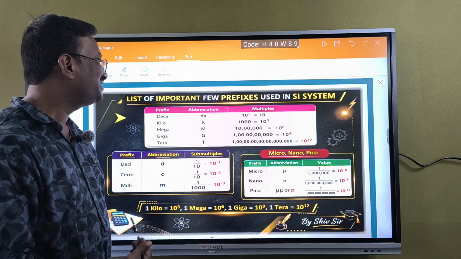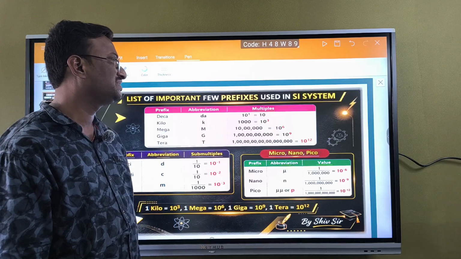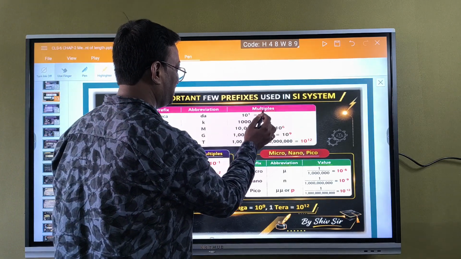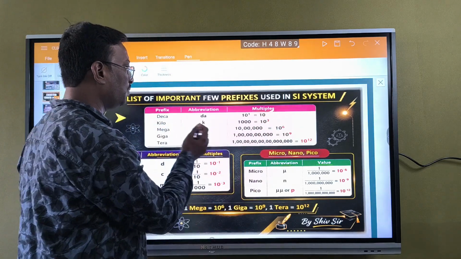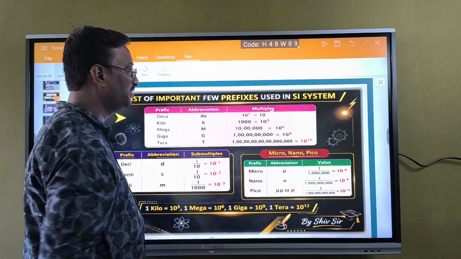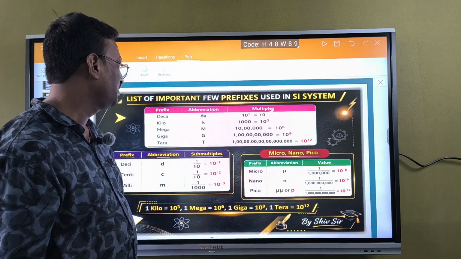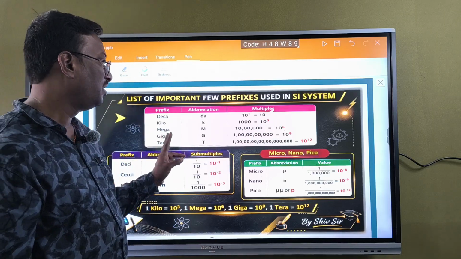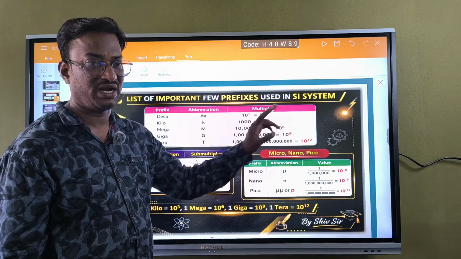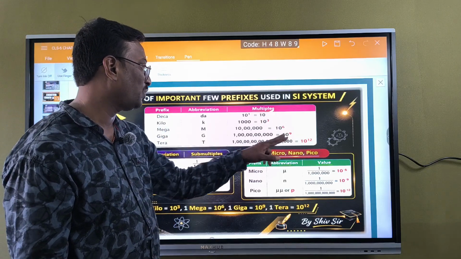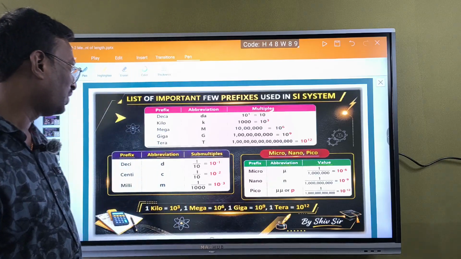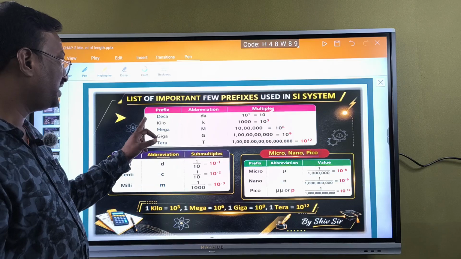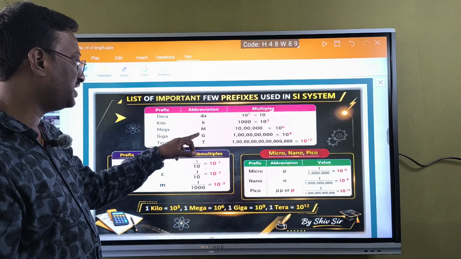Next thing is a list of a few important prefixes used in our SI system. Deca means 10. 10 power 1 is called deca. Kilo means 10 power 3, that is 1000, 3 zeros, so 10 power 3. Mega is 1 followed by 6 zeros, that is 10 power 6. Giga is 1 followed by 9 zeros, that is 10 power 9. Tera is 1 followed by 12 zeros, that is 10 power 12. Deci is abbreviated as small d. See here, deca is abbreviated as da, small letters we are having.